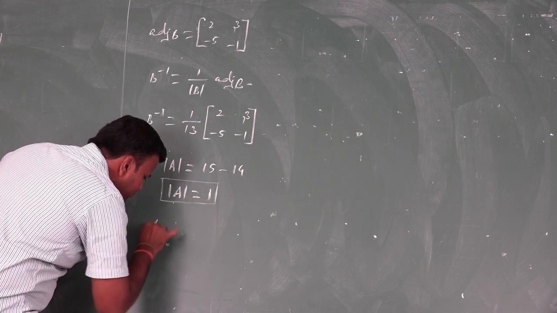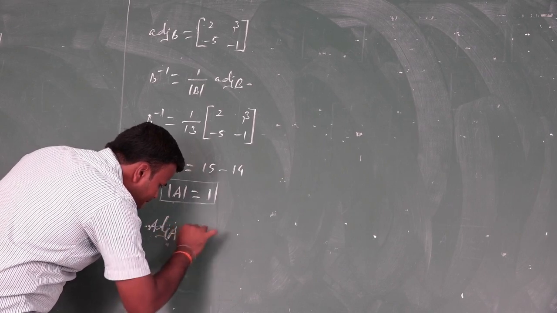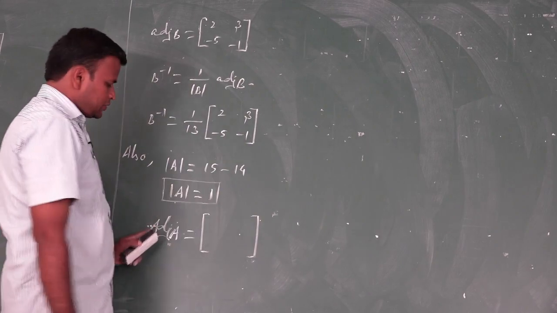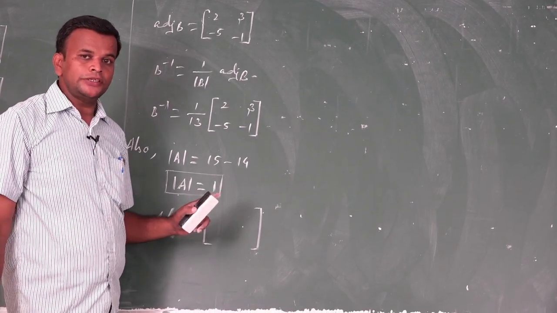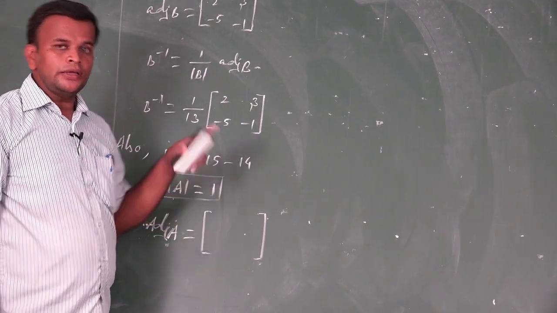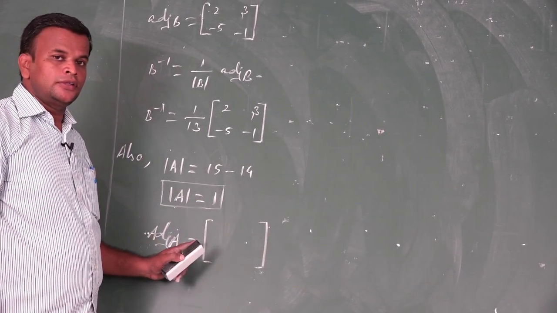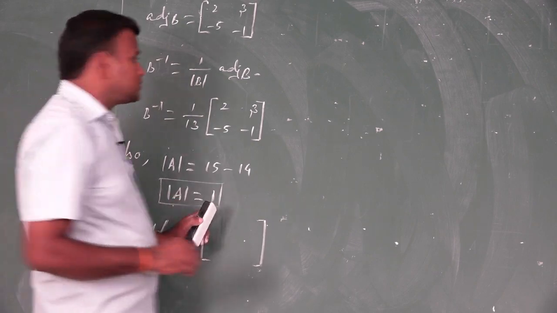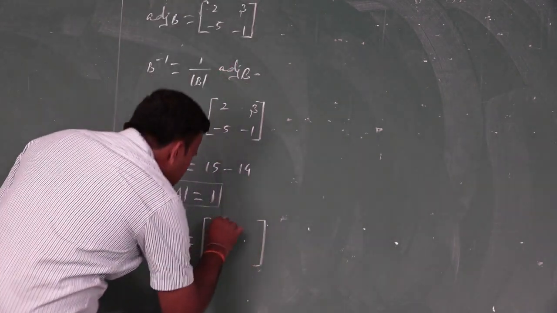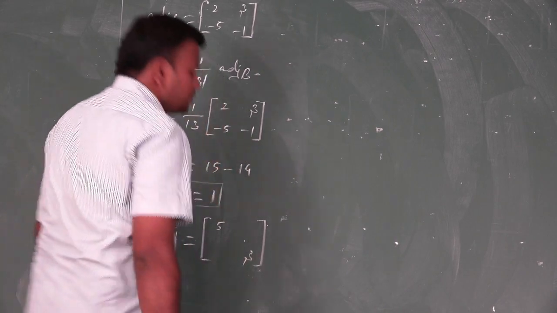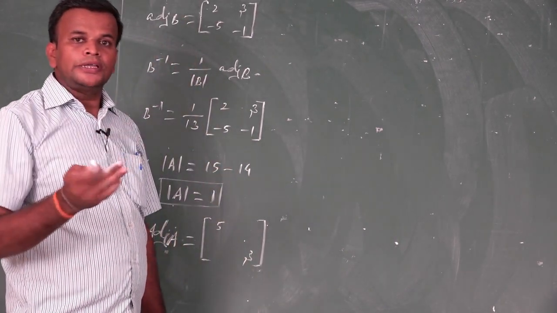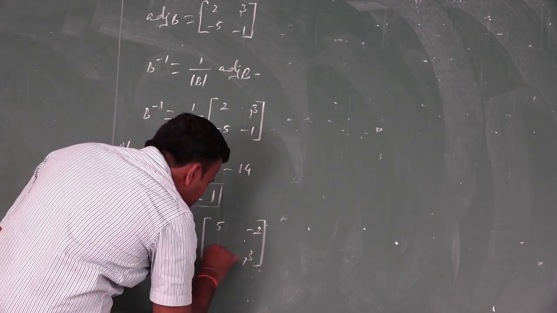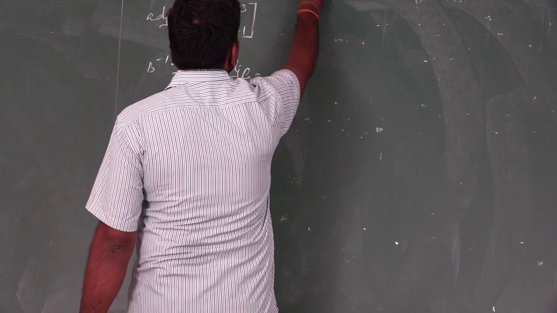Next, to find adjoint of A. Because the A inverse formula is 1 by determinant A into adjoint A. So adjoint A, do the same work. We interchange the leading diagonal elements. So the leading diagonal elements are 3, 5, so it becomes 5, 3. Next two elements, only the sign changes. Both are plus, so minus 2, minus 7.